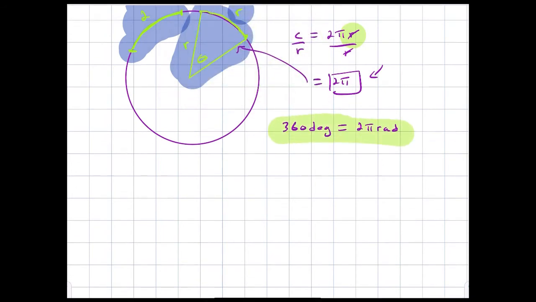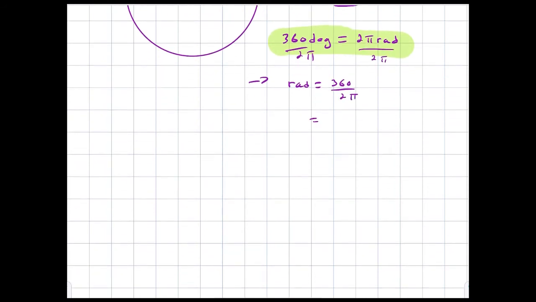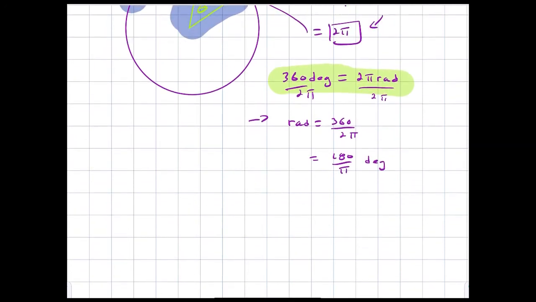So if I want to know what 1 degree is, well, first of all, what is 1 radian in terms of degrees? 1 radian is equal to, well, I'm going to divide both sides by 2 pi. And then the 2 pi's cancel to give me just the 1 radian, and it's going to be equal to 360 over 2 pi, or 180 over pi degrees. That is how many degrees are in a radian. There are 180 divided by pi degrees in a radian.